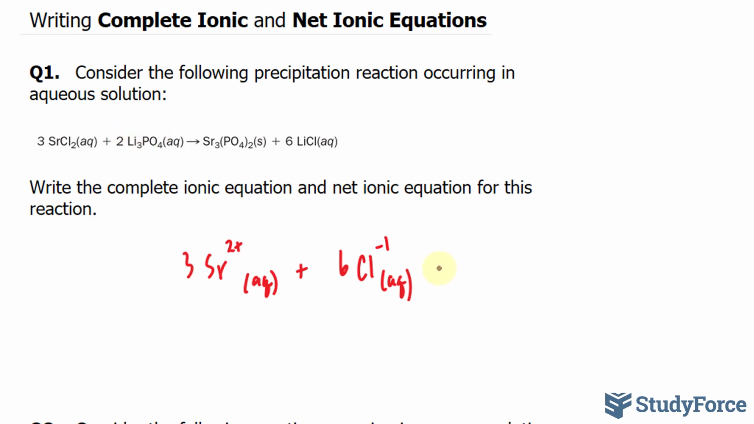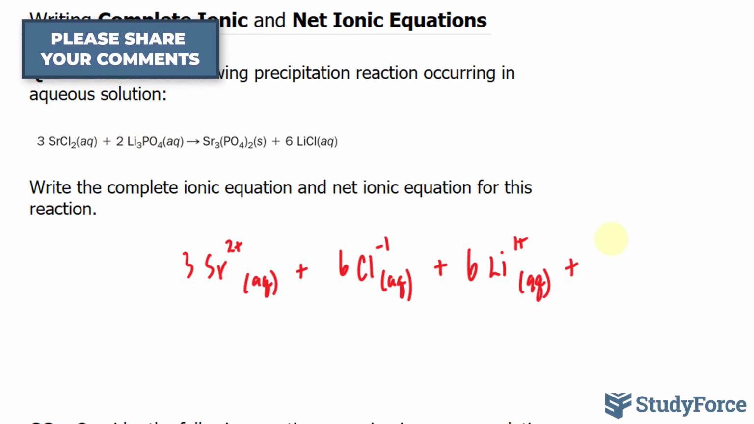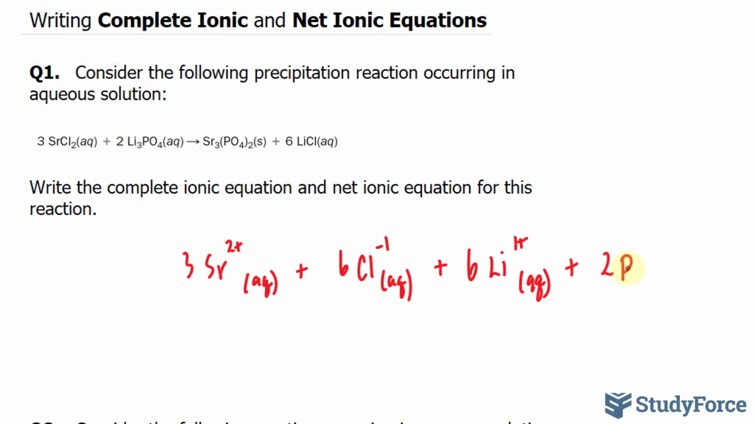So let's move on to this compound. We have plus 6, because 2 times 3 is 6. Lithium is 1+ charge, and it has a state of aq for aqueous, plus our polyatomic ion phosphate. We have 1 phosphate ion times 2 gives us 2 phosphate, PO4 3 negative, aq. And this yields our solid strontium phosphate, which we won't dissociate, Sr3(PO4)2, and that's a solid.